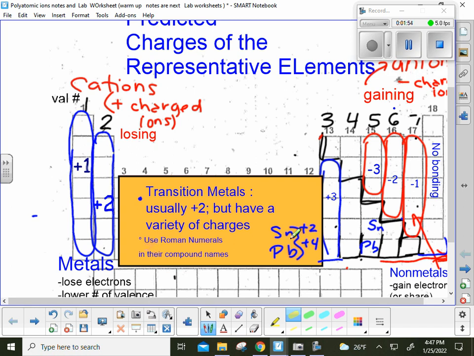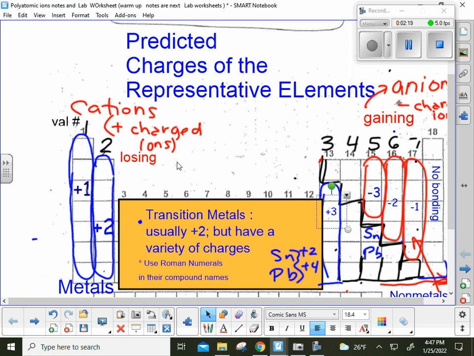Now, it also involves tin and lead. Tin and lead are actually right here and here, to be honest with you. I got in the wrong row, but tin and lead can be +2 and +4. So you're welcome to mark that on your paper here. Take a second to write this in and put this in your periodic table that has all the charges, okay?